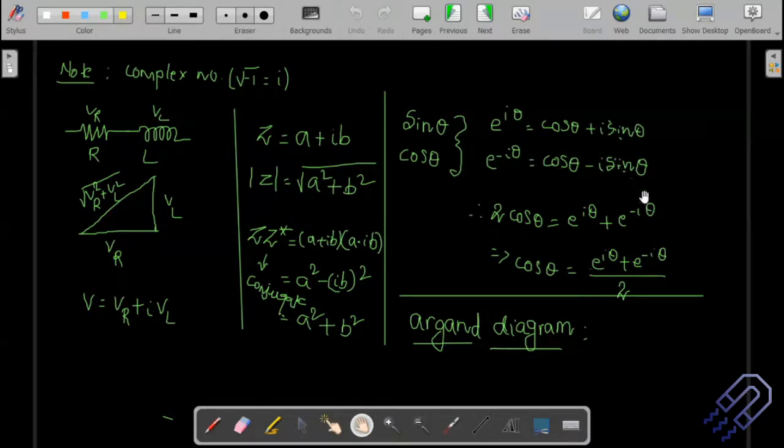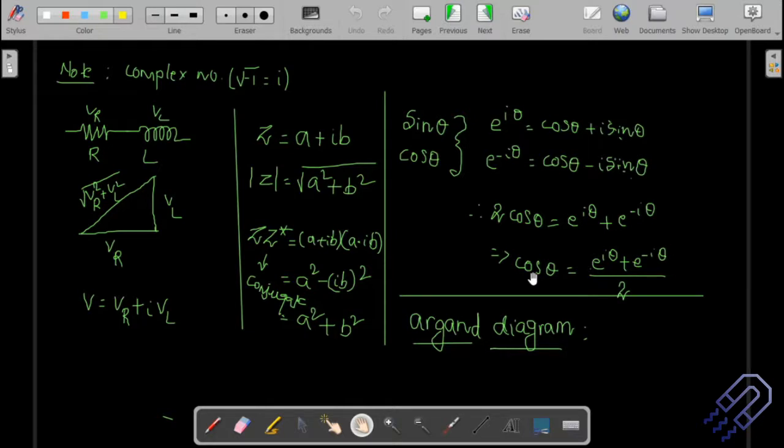So if we add them up, the i sin theta cancels, cos theta becomes 2 cos theta, and on this side if I add up, it is e to the power i theta plus e to the power minus i theta. So cos theta can also be written in terms of an imaginary value or vice versa, right? These are some uses of complex numbers that you might have already seen in your lower classes.